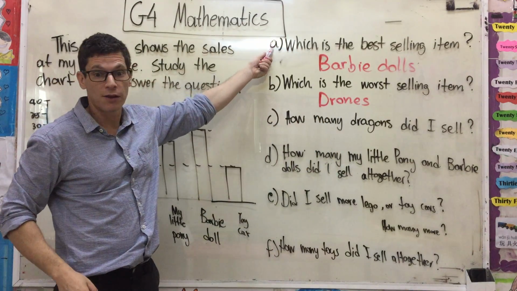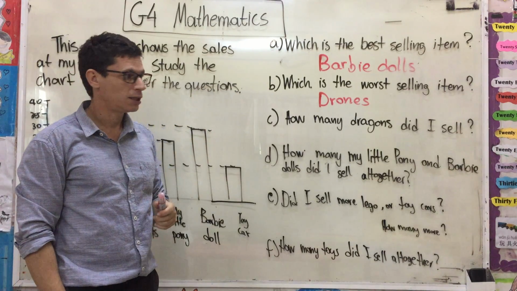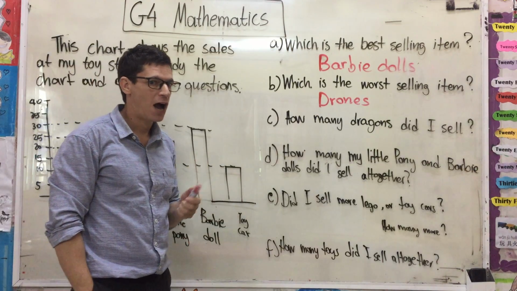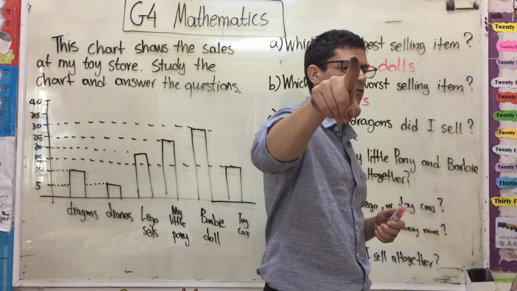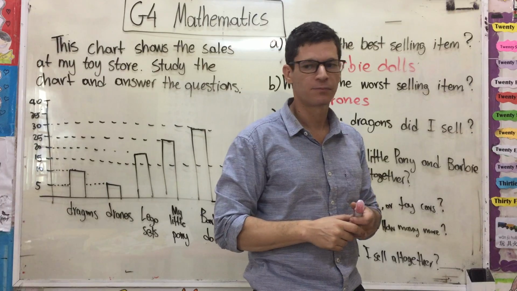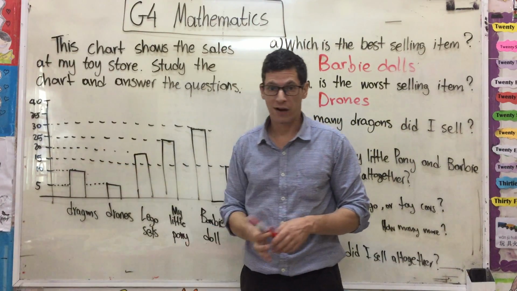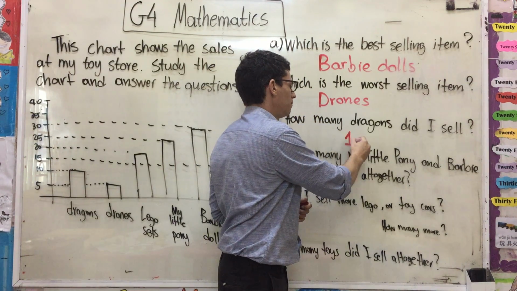Okay, we dealt with questions A and B. Let's see question C. How many dragons did I sell? How many? Give me a number. Did I sell like 1, 100, 1 million? How many did I sell? The correct answer for this exercise is 10.